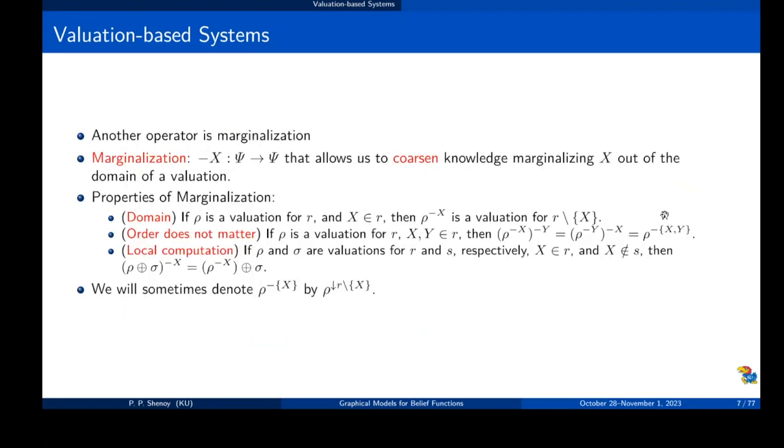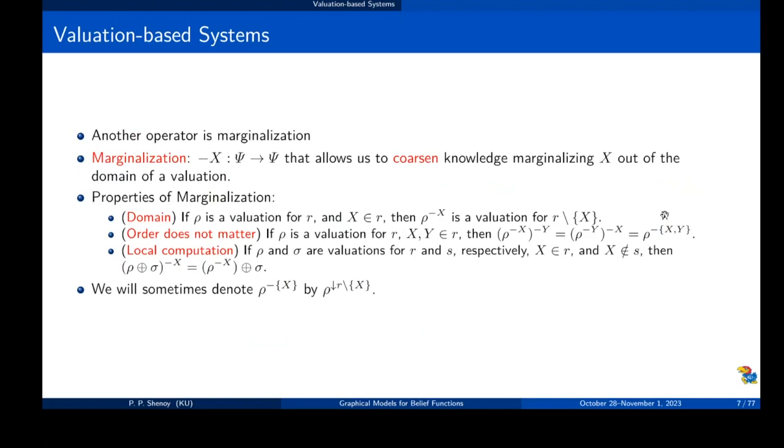So we need another operator. It's called marginalization. This operator, minus X, starting from this, will give us knowledge that has one less variable in it. It allows us to coarsen knowledge by removing X out of the domain of evaluation. So we require, again, some properties. If rho is a valuation for R and X is a variable in R, then rho minus X will be a valuation for R minus X. Okay, this is set minus. This axiom says order does not matter. If rho is a valuation for R and X and Y are both in R, then if I first remove X and then Y, I get the same answer as if I first remove Y and then X. Since it doesn't make a difference, we'll just represent it by minus XY.